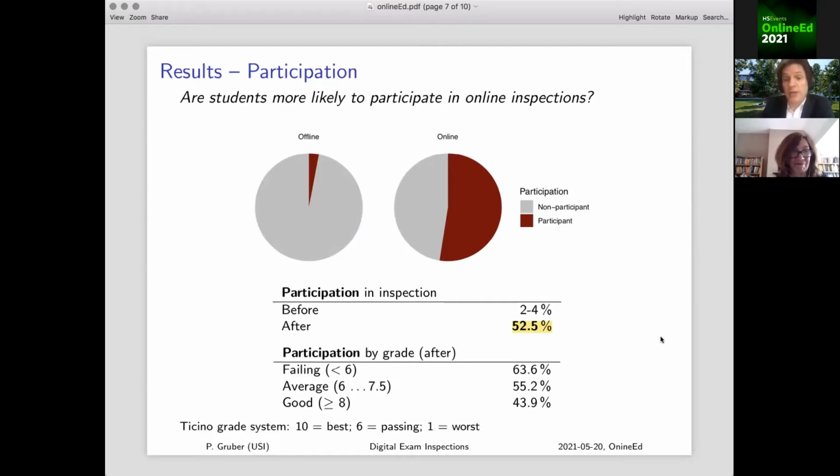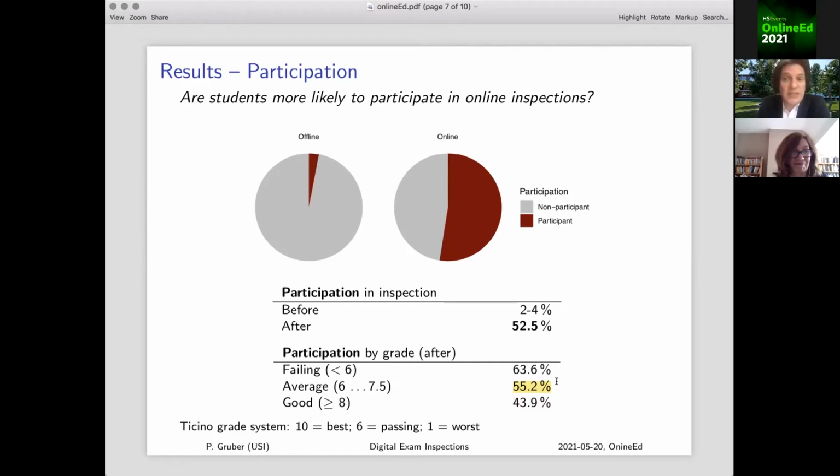If you break it down, you then see the failing grade students had the highest take-up rate. About 2/3 of the failing grade students took up this opportunity. But even the very good students, so with the best grades, 40% of them also had a look at their exam. And for the average grade students, so those who have a passing grade, a little bit better than barely passing grade, the take up was 55%.